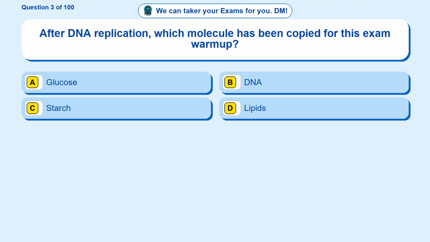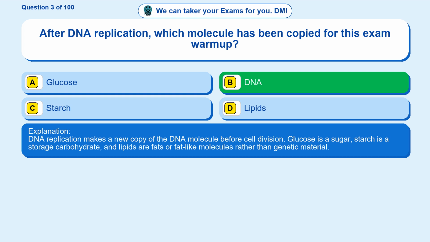Question 3. After DNA replication, which molecule has been copied for this exam warm-up? Option A, glucose. Option B, DNA. Option C, starch. Option D, lipids. The correct answer is option B, DNA.